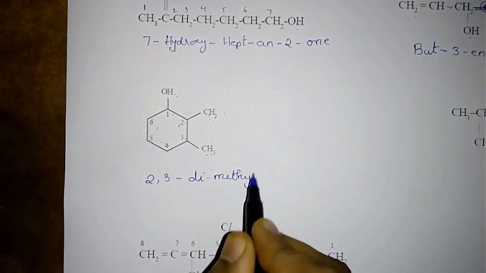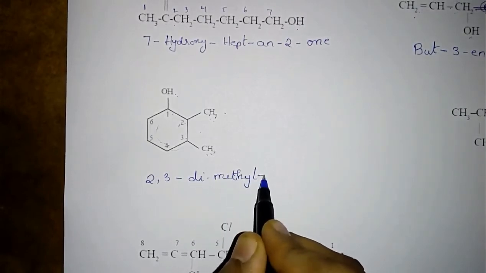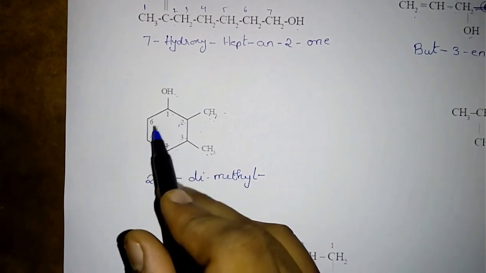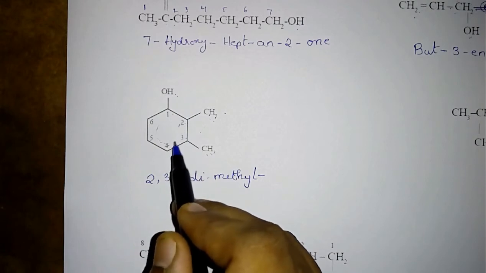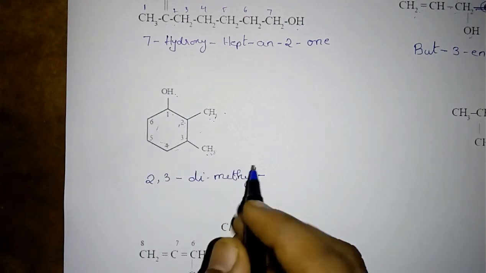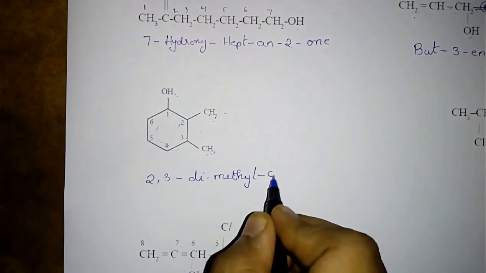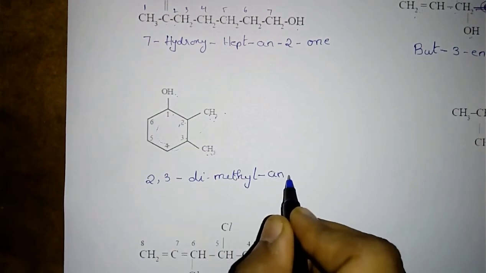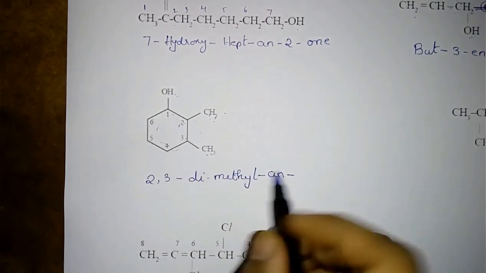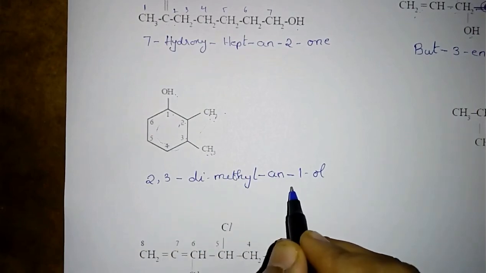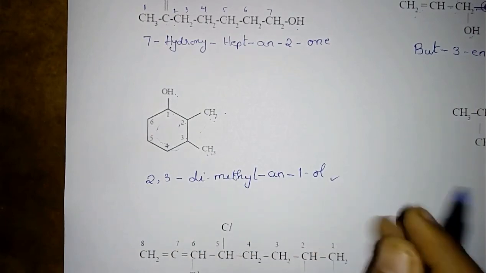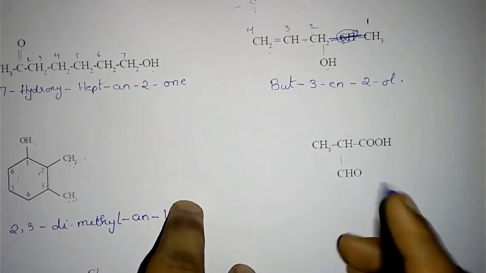Dimethyl, hyphen. Then we will see whether any unsaturated compound is present or not. Unsaturated means whether any double bond is present or not. So simply write it as AN, hyphen. Last, our functional group: 1-ol. So, 2,3-dimethyl-AN-1-ol. That is the name of the compound.